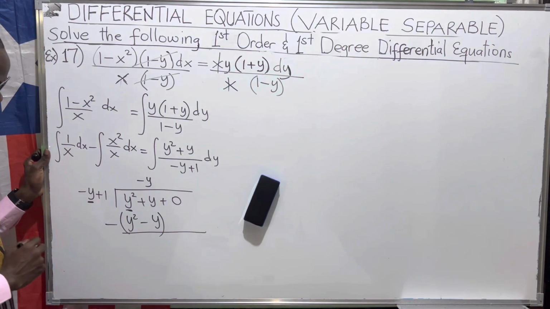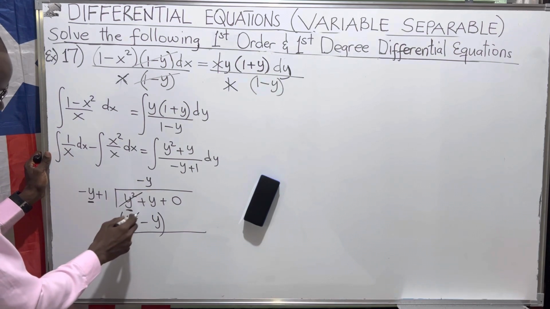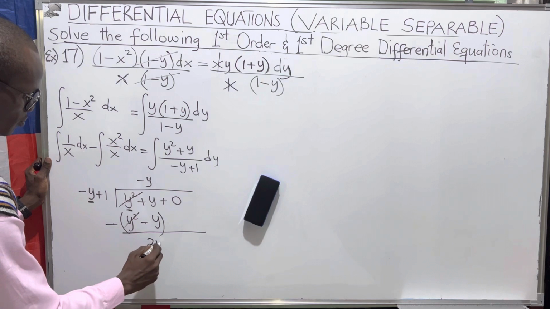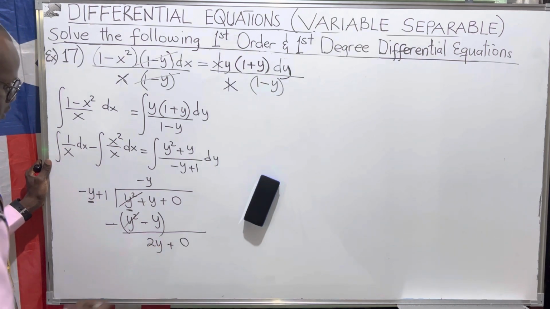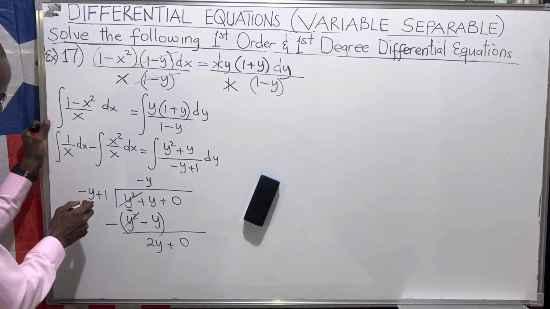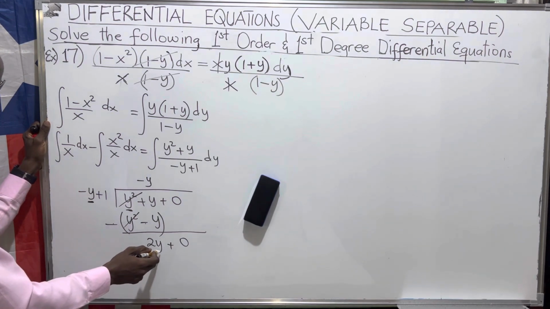We attach negative, so this and this now will go out. Negative times negative is positive. y plus y is 2y. Okay, plus the remainder. So we continue until this first term cannot go into the first term any longer.